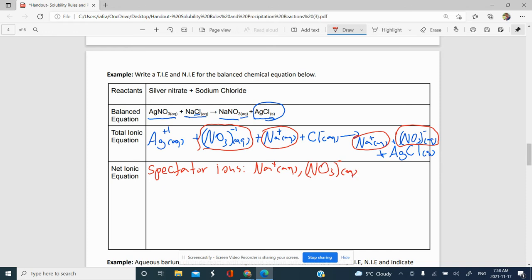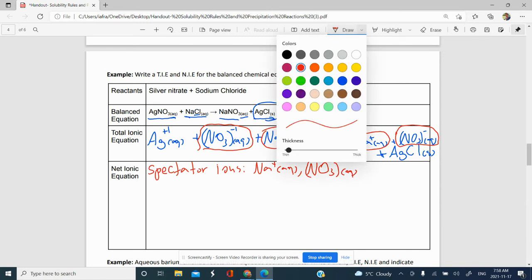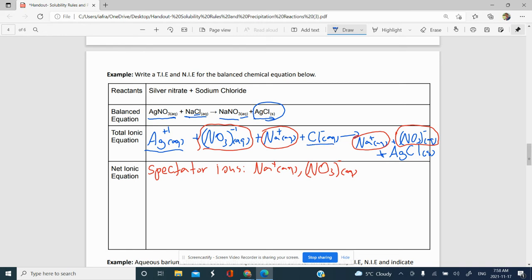The things that are not on both sides in the same way are your components of your precipitate. So the Ag and the Cl minus, they don't appear on the other side. They're in the precipitate. They're not the exact same way on the other side, so that means that they were involved in the reaction. So everything I circled, those are spectator ions. You can remove them from the equation. And your net ionic equation would simply be the Ag plus 1 Aq plus Cl minus 1 Aq produces AgCl solid. This is your net ionic equation.